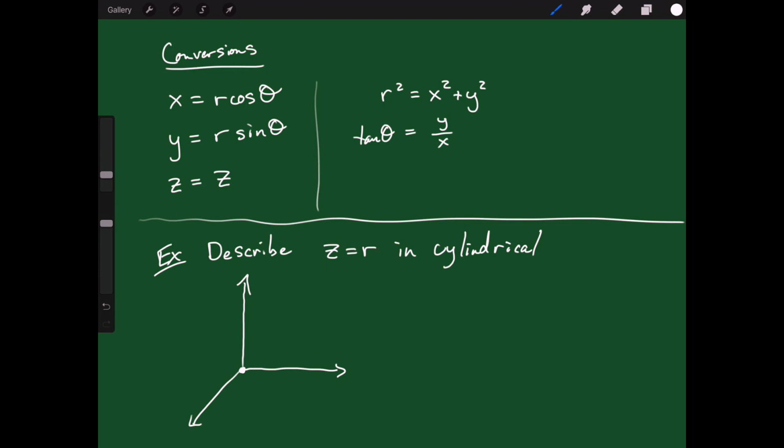Now, let's say that r is 1. So let's go out 1. That means that z is 1. So when z is 1, r is 1, and theta could be anything. So that means up here at z equals 1, we're getting a circle of radius 1 around this point. If r is 2, then we're getting a circle of radius 2 around that point.